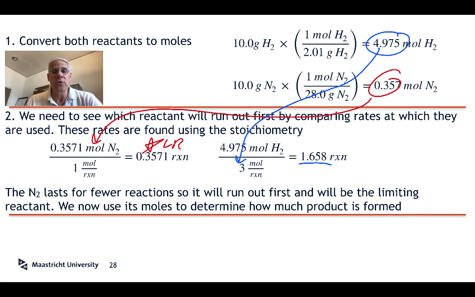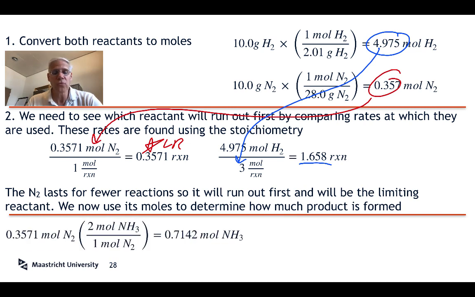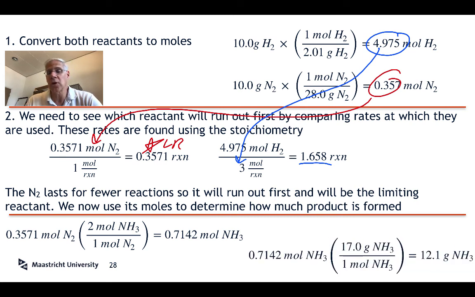Okay, so now we're going to use the moles of N2 for the rest of our calculation, and we can ignore the H2. Using the N2, we can use the stoichiometric relationship between NH3 and N2 to calculate the number of moles of NH3. And once we have the moles of NH3, we can use the molar mass to convert to grams of NH3. When we do that, we get 12.1 grams of ammonia. Notice we don't get 20 out, even though we had 10 grams of each in.